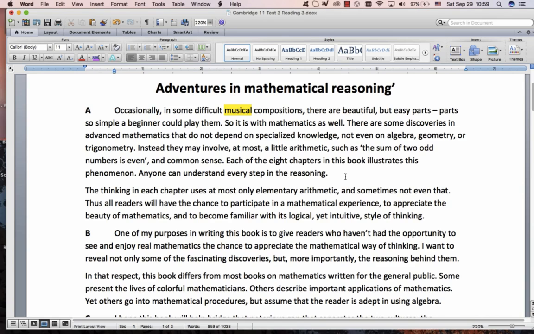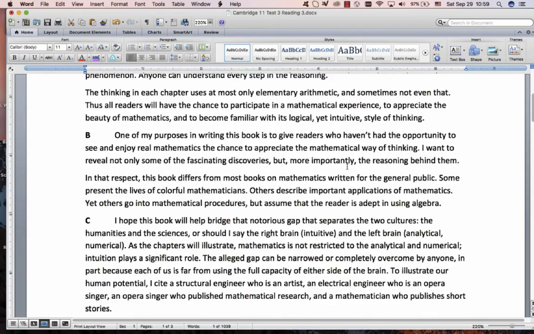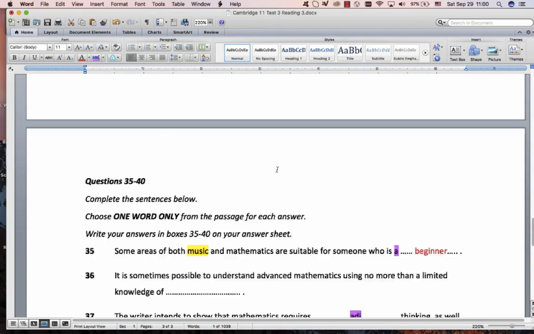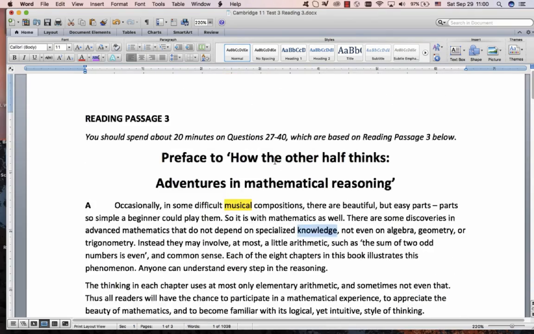Now, I was actually expecting them to go to the next paragraph. Be careful. They did a little bit of a trick here. They put it right there, right in the next sentence. So you should actually start scanning there and go down. Don't jump. So there's "advanced mathematics". There are some discoveries that do not depend on knowledge, not even on... So there's "knowledge", but I'm looking for "limited knowledge of". I'm looking for a limited knowledge of something.